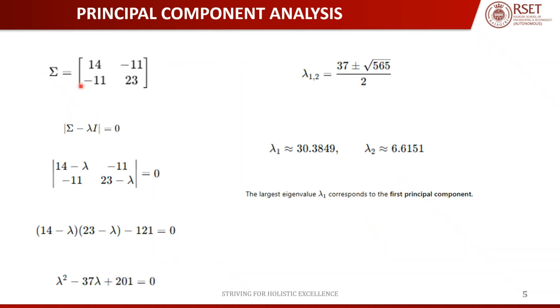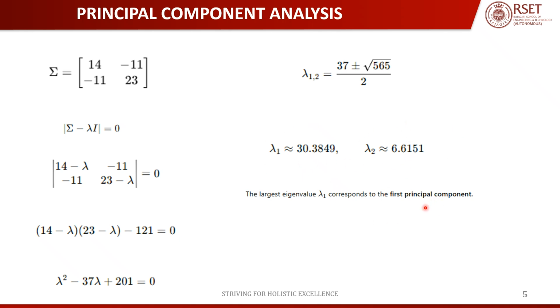Now from the covariance matrix, this is a 2 by 2 matrix, and now we know how to calculate its eigenvalue. What we do is this matrix minus lambda I, its determinant should be equal to 0, and when doing that you have lambda square minus 37 lambda plus 201 is equal to 0, and you can solve this using the quadratic formula, minus b plus or minus root of b square minus 4ac by 2a, and using that you get the two eigenvalues, which are (37 plus root 565) by 2 and (37 minus root 565) by 2. So the corresponding values will be lambda 1 and lambda 2 as shown here.